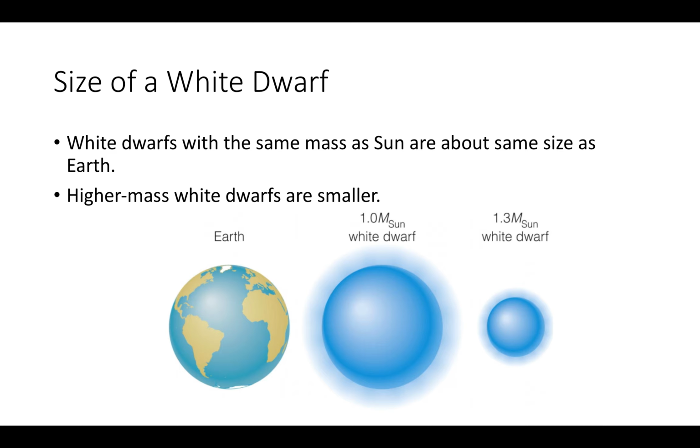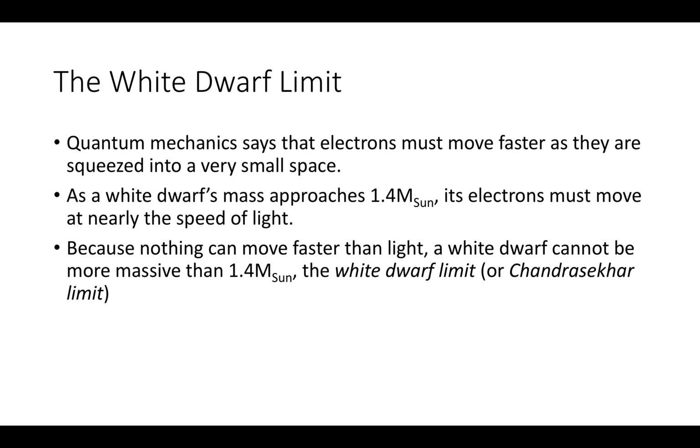So a white dwarf has about the same mass as the sun, but it's about the same size as Earth. Okay, so it's the mass of the sun squeezed into the shape of Earth. High mass white dwarfs are smaller. So as you increase in mass, the white dwarf gets smaller in size.